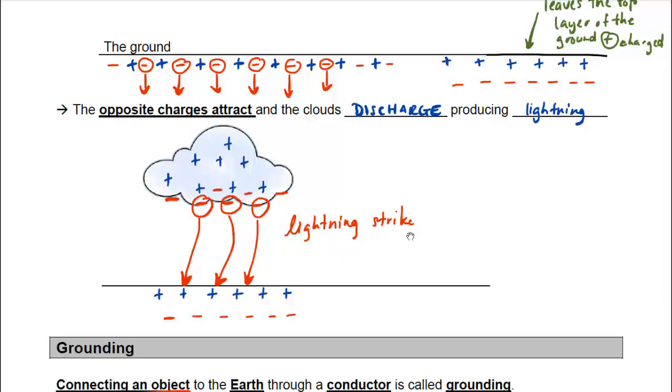The reason that lightning is so much greater of a spark than what you're doing with your shoe on the carpet is that there's just way more charges here. The difference in charge between the rolling cloud and the ground is much greater than between your rubber shoe and the carpet.